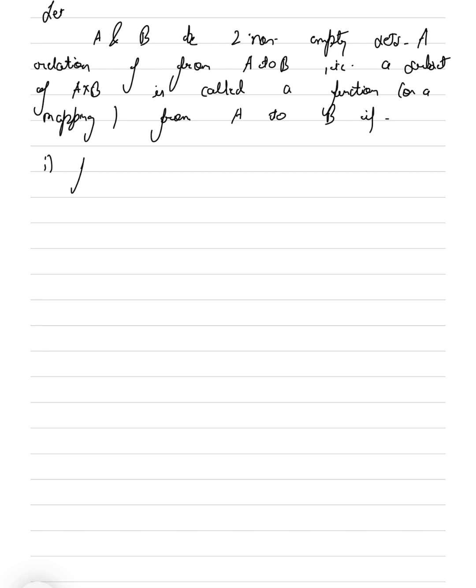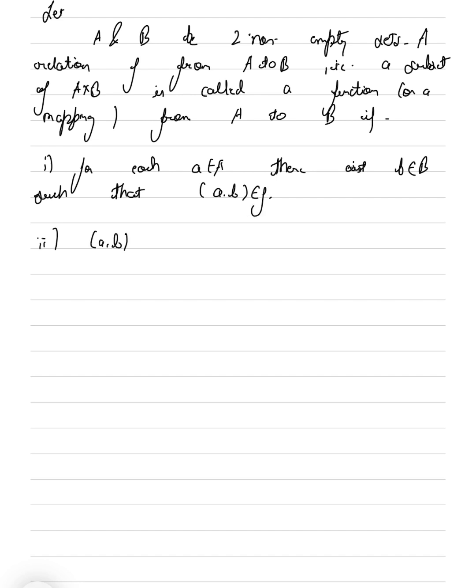Okay, for each a belongs to A, there exists b belongs to B, such that the ordered pair (a, b) belongs to f. And second, if ordered pair (a, b) belongs to f and ordered pair (a, c) belongs to f, then b is equal to c.